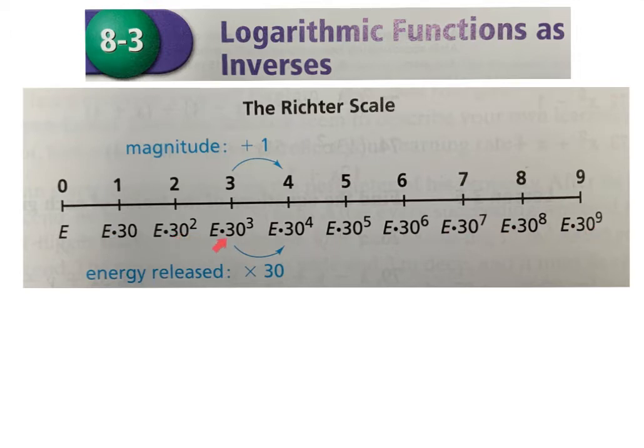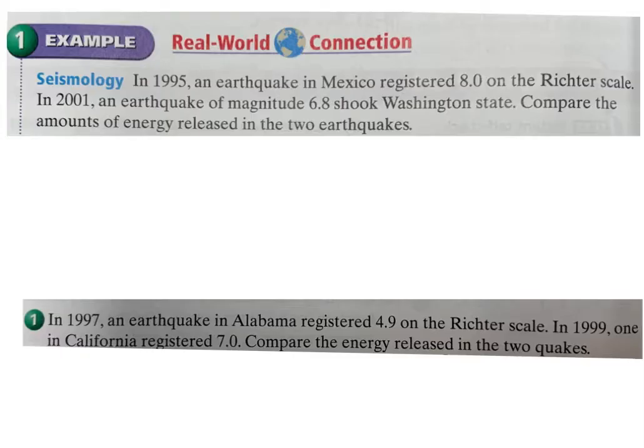And when you look at what it looks like, the Richter scale is a base number, 30, to a power. And that power is based on how much energy is released in an earthquake, okay? And so using exponents, you have to remember your exponential properties. So the first example that they give us here is with an earthquake.